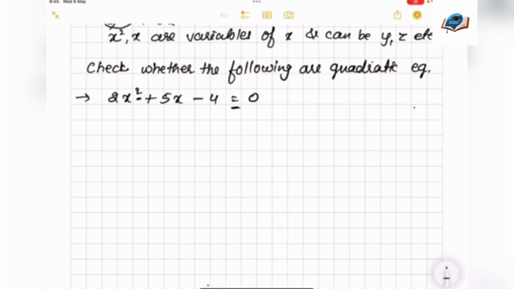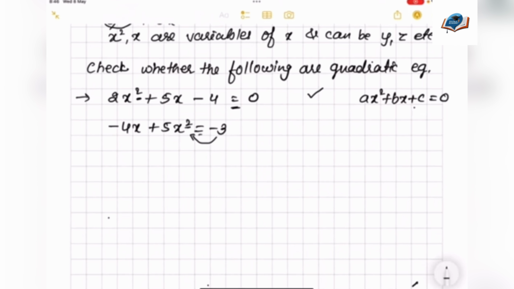Now let us take another example. Minus 4x plus 5x square equal to minus 3. Now comparing it with the standard form ax square plus bx plus c equal to 0, I can say it is not a quadratic equation. But if I arrange it, it is a quadratic equation. See, if I take minus 3 to the left hand side, the right hand side will be 0 and the highest polynomial degree will be 2. So it is a quadratic equation.